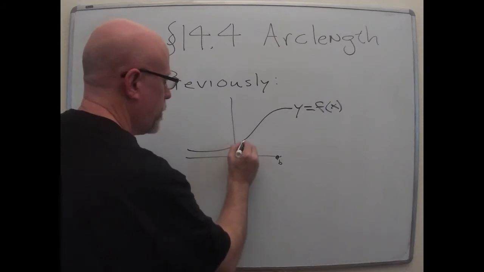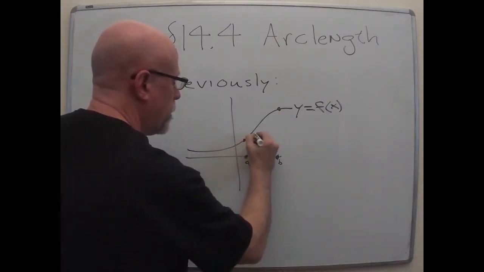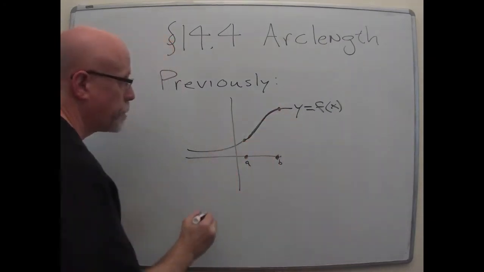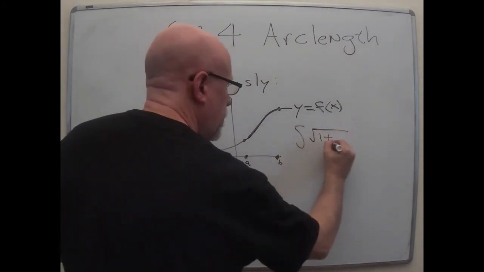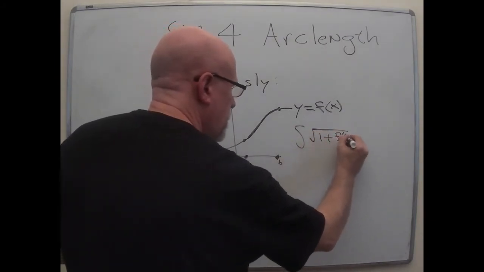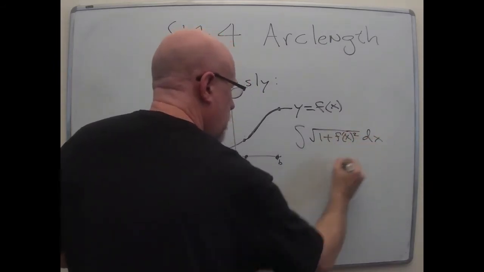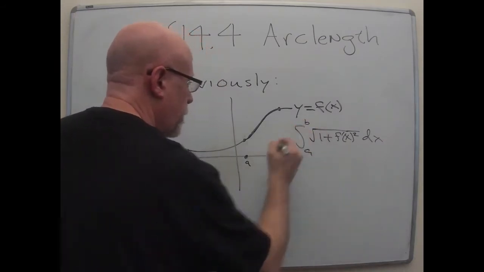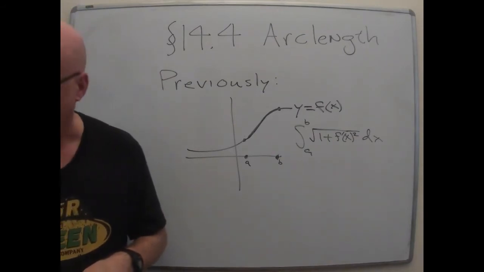So there's a section of this curve that lies above those points, and the arc length measured along that curve was given by an integral. It's the integral of the square root of 1 plus f prime of x squared dx, with the x variable running from a to b. So it's a definite integral. Get your actual length. How do you physically interpret that?